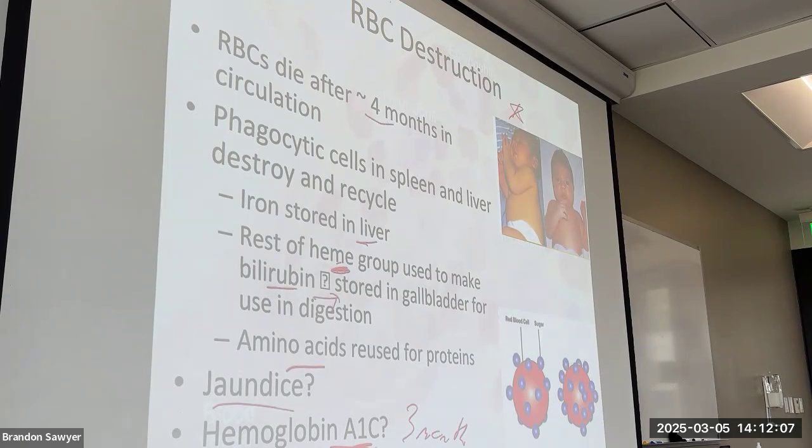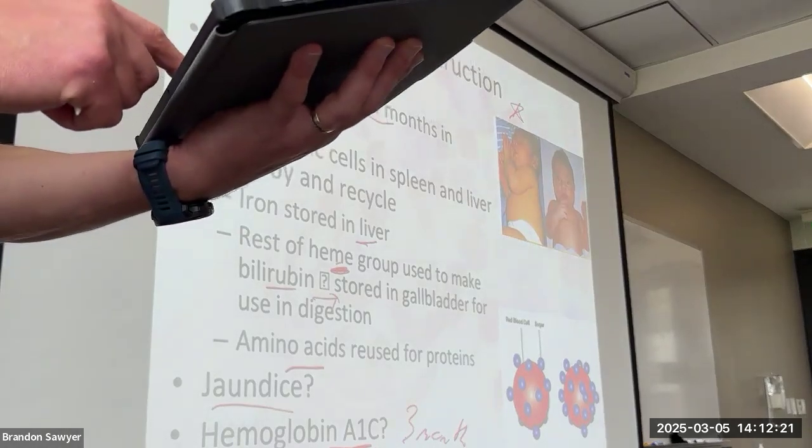So my son Soren has type 1 diabetes, and we always get his hemoglobin A1C because that's a good look for the practitioners to know what his average blood sugars look like over the past few months. All right. Questions on that?